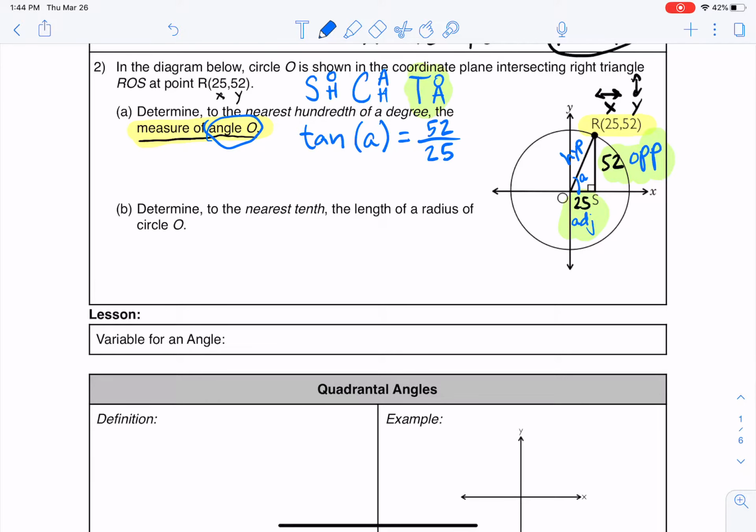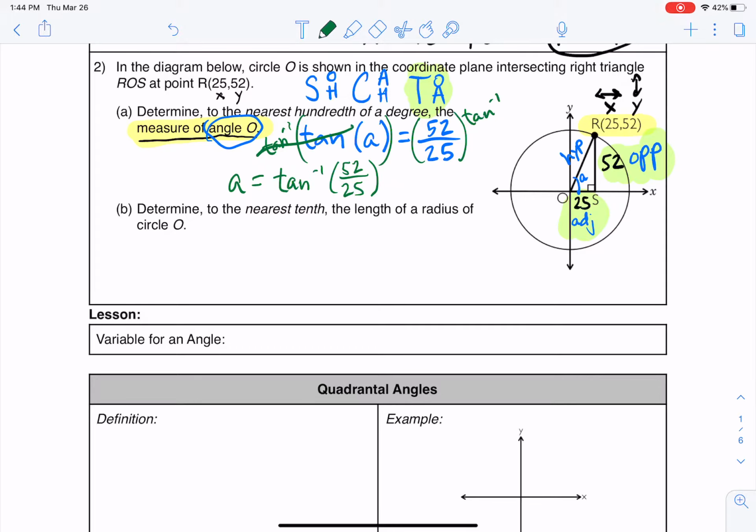Okay, so now I've got to solve for an angle. I really have to use inverse tangent. So remember, we indicate that with a little -1 sign. So I'm just going to do tangent -1 of both sides. What this does on the left side of the equation is cancel out the tangent. And I have A equals tangent -1 of 52 over 25. It is important that the tangent goes in front.